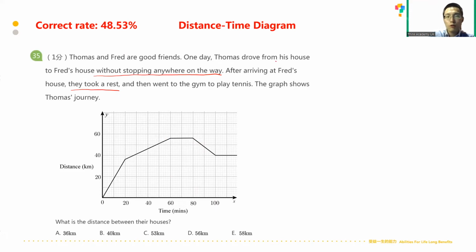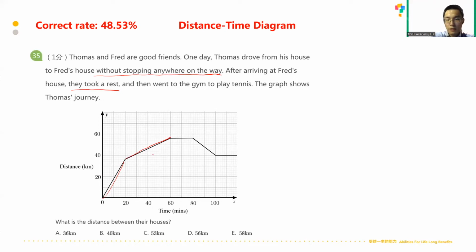So we know Thomas drove from his house to Fred's house without stopping anywhere on the way. So we will look at the lines, and we look at the first time we have a flat line. That was when Thomas first arrives at Fred's house. So here from 0 to 20, we don't have a horizontal line. This line is not horizontal. And then from 20 to 60, this line is also not horizontal.